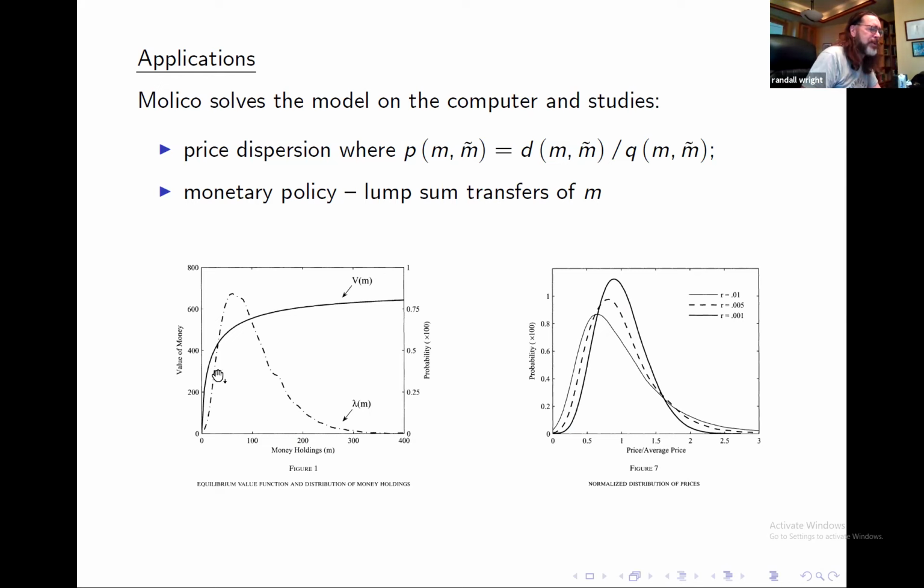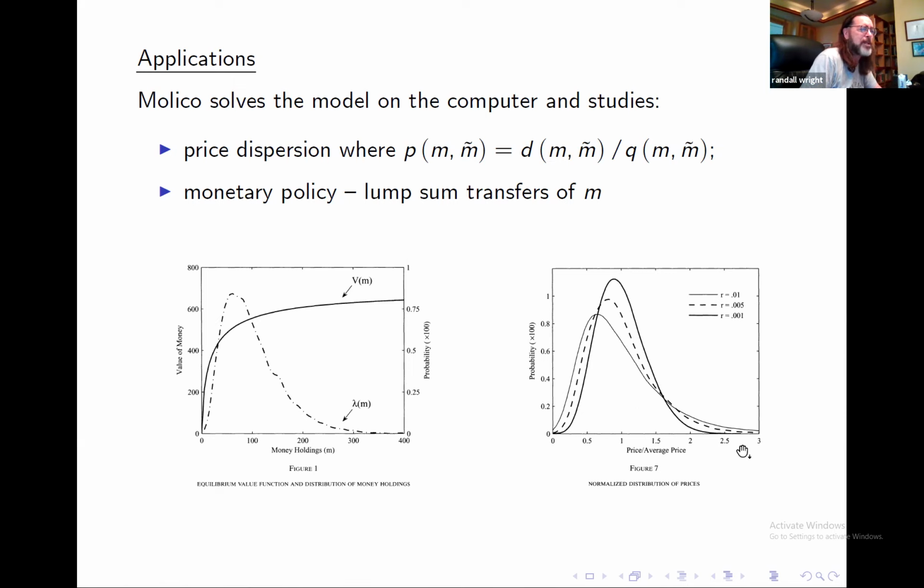And here's actually the distribution. This is his notation. I just cut and paste this from the published article. Lambda is, let's say, the density. And he does 2 things in the model. One, he talks about price dispersion, which is kind of interesting. Obviously, prices are dispersed here. First of all, let me define the price as the number of dollars traded divided by the quantity of goods traded, conditional on the money holdings of both people. And that's the price in that meeting. And there's a distribution of money holdings. So you get this distribution of prices. Here's the density of prices.